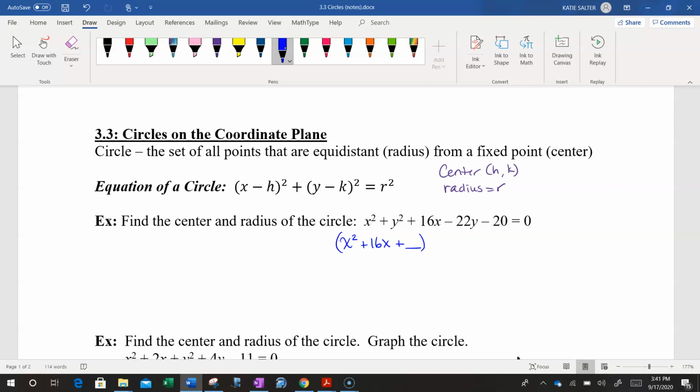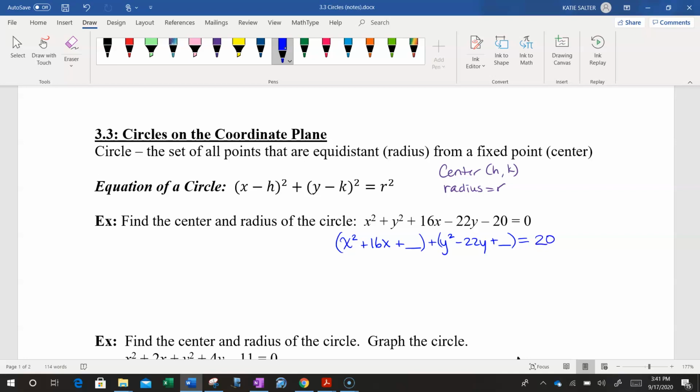And then we're going to group our y terms together. Plus y squared minus 22y plus blank, because again, we know we've got to make that into a perfect square trinomial. And then we've taken care of all our x terms and our y terms, but we have this minus 20 on the left-hand side. So we're going to add that minus 20 over to the right-hand side.